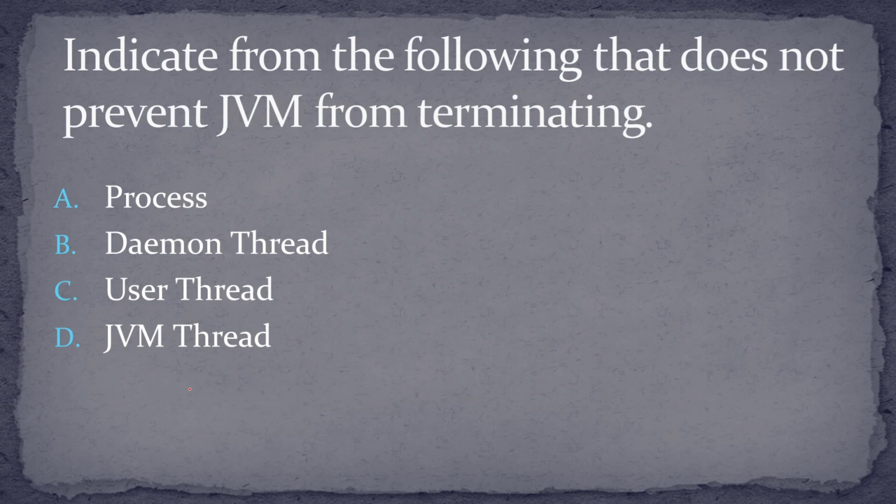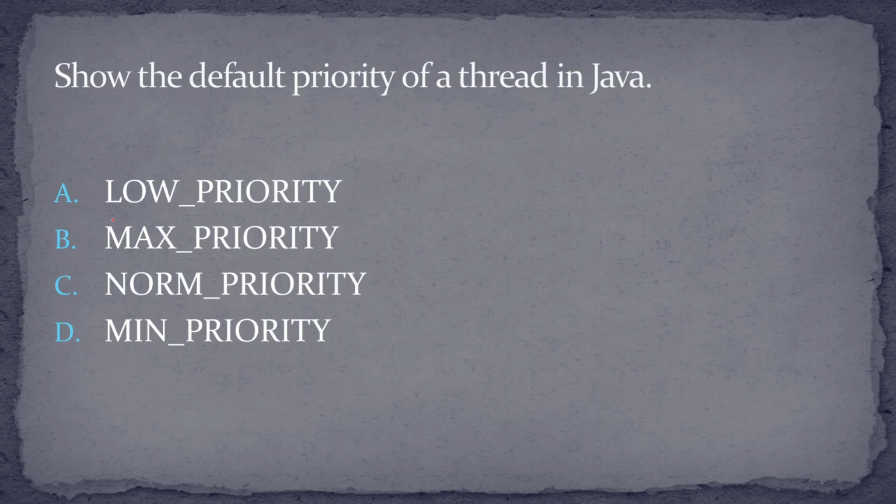Okay, so let's start. Indicate from the following that does not prevent JVM from terminating. Okay, so what is that? It is a daemon thread. Okay, let's move on to our next question. Show the default priority of a thread in Java. So the default priority of a thread is norm priority. Okay, so we can have the max and min priority also, but the default priority is norm priority.